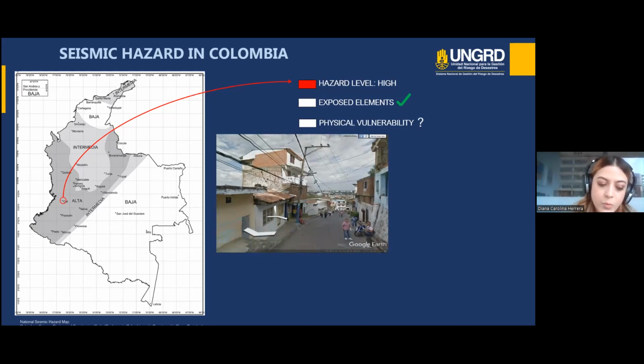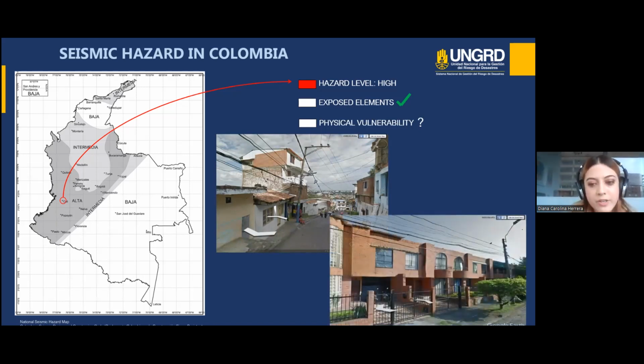There may be cases where the houses have been built in an informal way without meeting the requirements established in the seismic design code. And on the other hand, we have other cases where the houses have been constructed meeting all of the requirements of the building code.